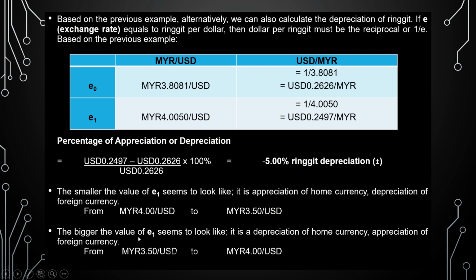The bigger the value of the new exchange rate seems to look, it is actually the depreciation of home currency and appreciation of foreign currency. Contoh, previously it is 3 ringgit and 50 cent per 1 USD. Now it has changed to 4 ringgit per 1 USD. Walaupun nilai sekarang nampak besar, it actually represents the depreciation of our ringgit home currency, and at the same time it represents the appreciation of foreign currency.